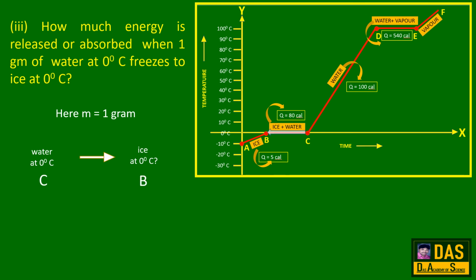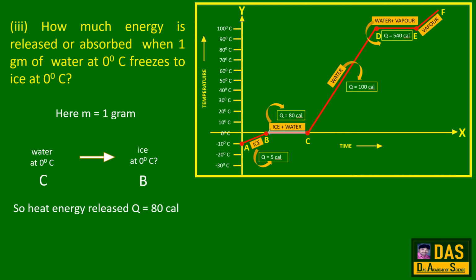By previous discussions we know very well the heat released is 80 calories. If it is B to C, heat is absorbed, but it is C to B, so heat is released, of 80 calories. So heat energy released Q is 80 calories is the answer for this question.